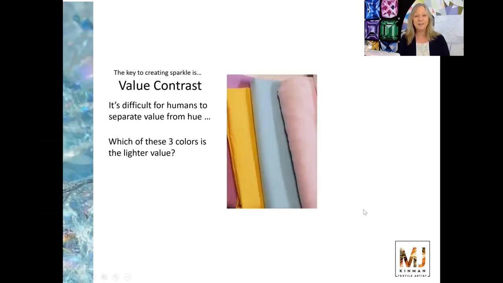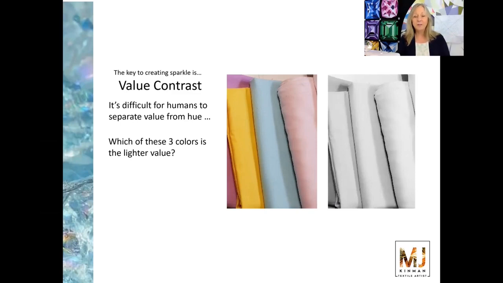How about this? Which of these three colors is the lighter value? I thought for sure, not at all, that yellow would be a darker color. Look at this. Their light values are identical, virtually identical. So it's hard for us to tell value across color.